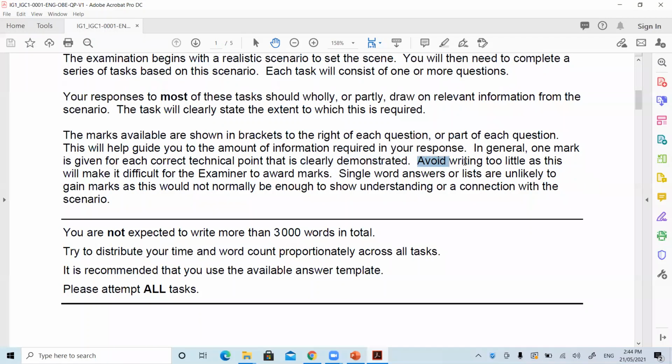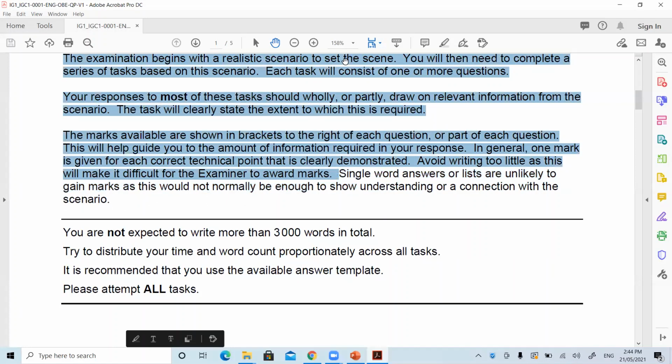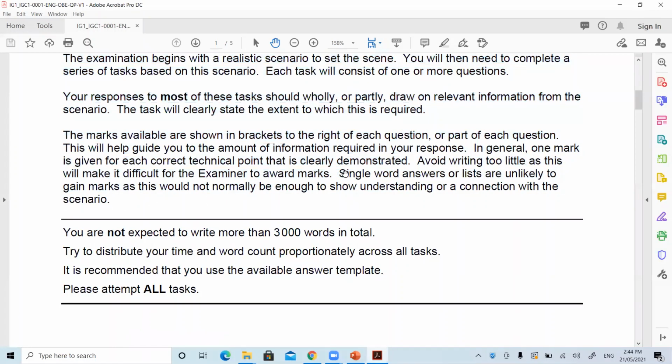Avoid writing too little as this will make it difficult for the examiner to award marks, and single word answers or lists are unlikely to gain marks as this would normally not be enough to show understanding or connection to the scenario. So it clearly says here that you will not be awarded marks for single word answers or lists. So now it's very, very clear, guys.